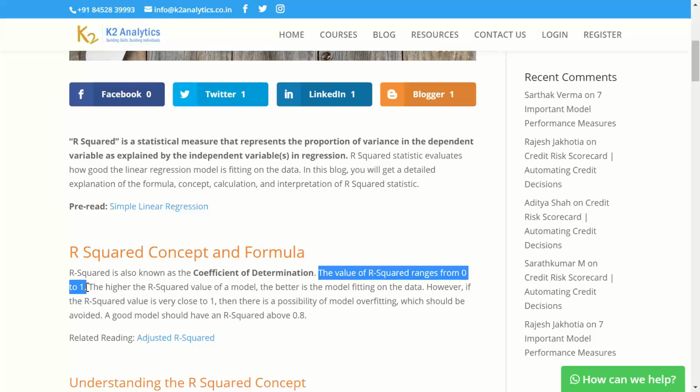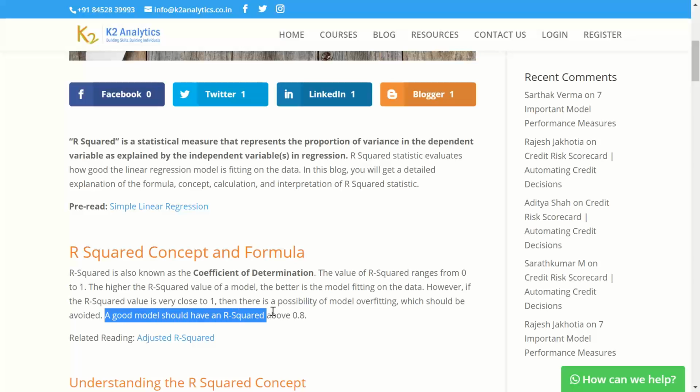When you are building a linear regression model, whether your model is good, bad, or ugly depends on the R squared value. The higher the value, the better your model. And when we build a linear regression, we aim to have the model R squared at 0.8 or above. At least we should be able to explain 80% of the phenomena, right? So 0.8 or above is considered a good regression model.